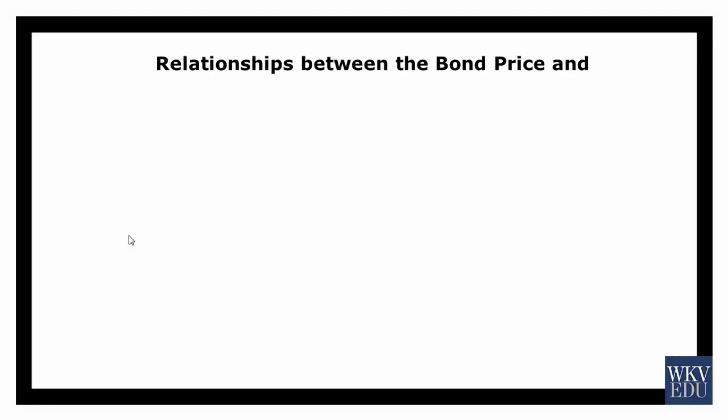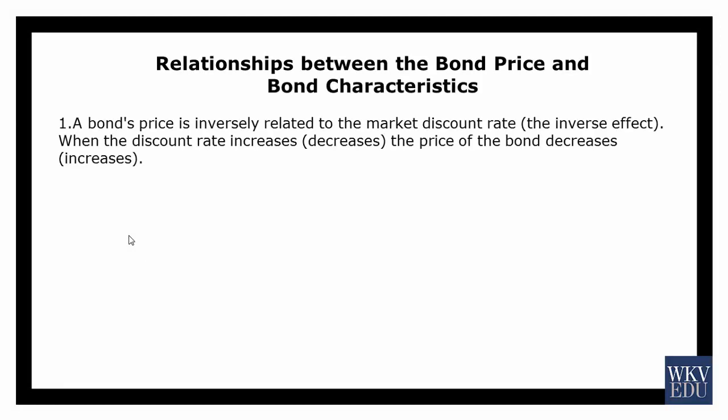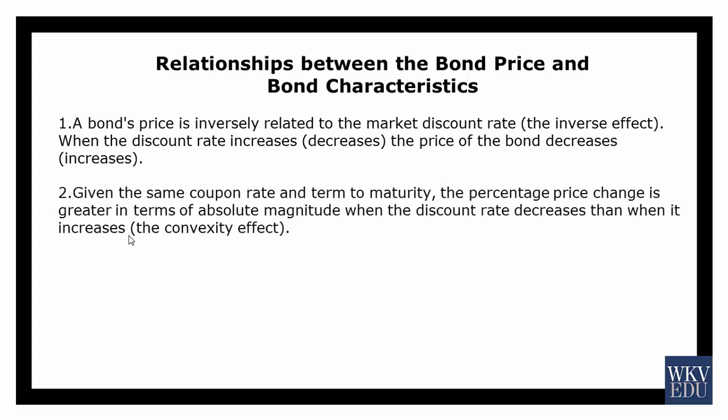We'll now look at the relationship between bond price and its characteristics. A bond price is inversely related to the discount rate. When the discount rate increases, the price decreases, and when the discount rate decreases, the price increases, and this was clearly illustrated in the 3 scenarios we discussed. Given the same coupon rate and the term to maturity, the percentage price change is greater in terms of the absolute magnitude when the discount rate decreases than when it increases, and this happens because of the convexity effect.